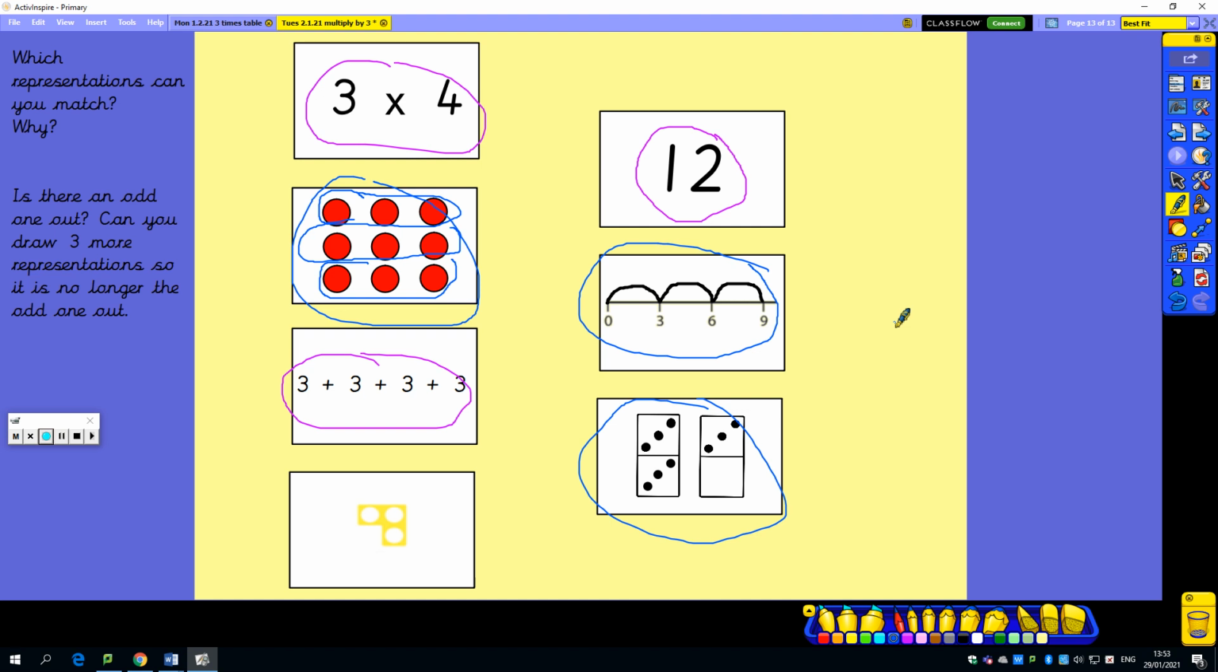Now, it looks like we might have an odd one out. I can see 1 3 down here. Your challenge now is to draw 3 more representations. So this is no longer the odd one out. What could you draw to show me 3, one time? Have a go in your books now, and then when you've done that, you can get on and carry on with your independent practice. Enjoy!